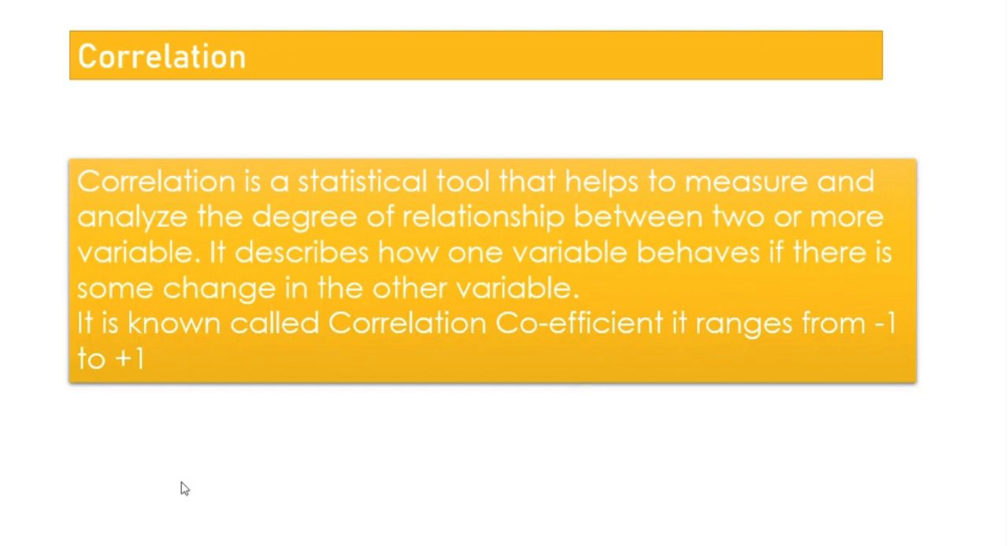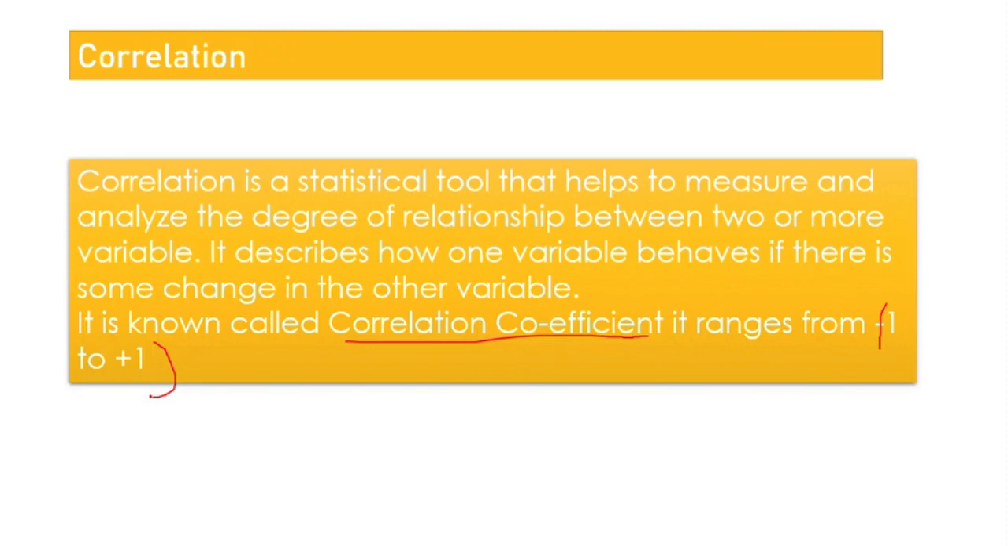Now, the output itself is called the correlation coefficient, and it ranges from -1 to +1. I remember I mentioned this as a passing comment during regression analysis. I said that you can never see a correlation coefficient of 2 or 5. It's always from -1 to 1.